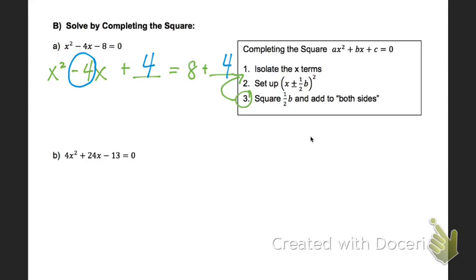So Mrs. Thornhill, what if it's an odd number? It would be like if it were 3, you divide 3 by 2, and then 3 halves squared would be 9/4. You won't really see many fractions, because they're mostly going to be even numbers.